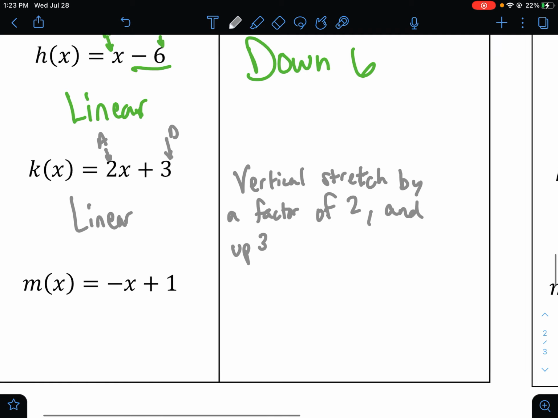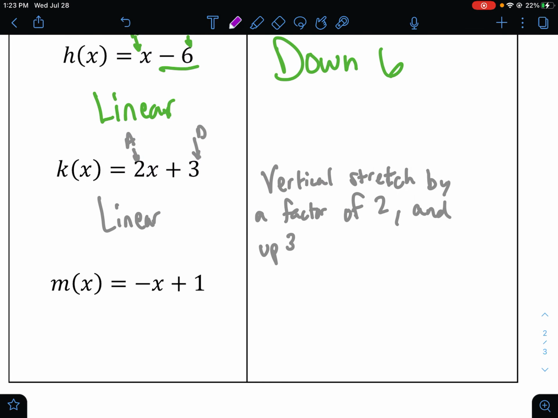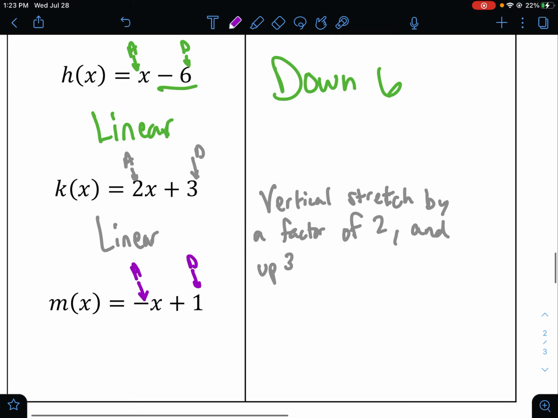And so what we would see then finally on the last one, let's change this color for the last time here. Let's make this kind of a purplish color. When you have a negative out front there, you do get a flip across the x-axis, and then you do have a shift up. So what this is going to do is instead of being positive 1, it's going to be negative 1. So this is a reflection. Oh, by the way, this is linear.